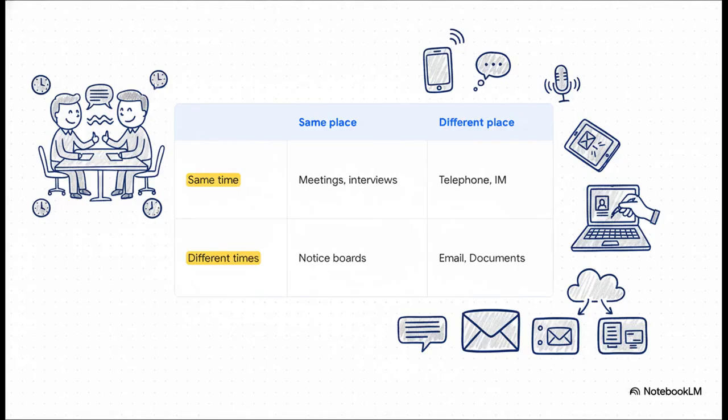This little grid here does a great job of spelling out the communication challenge. See that top left box? Same time, same place? That's where traditional office teams live. But virtual teams, they operate almost entirely on the right side of this chart, different place. And that forces a massive shift in mindset. You have to get really good at asynchronous communication, things like emails, shared docs, and voicemails, instead of relying on everyone being available for a meeting at the same time.